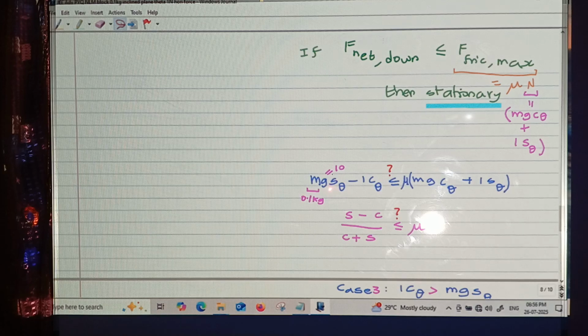So normal reaction is the sum of these two. So this means the net downward force mg sin theta minus cos theta, weight component minus the applied force component, should be less than or equal to mu into N. So that means the roughness should be greater than sin minus cos by cos plus sin. So this is the coefficient of friction, which is the indication of roughness of the surface. Here theta is greater than 45 degrees, so sin is greater than cos, so this is a positive quantity, so this is fine. But mu should satisfy this condition for it to remain stationary.